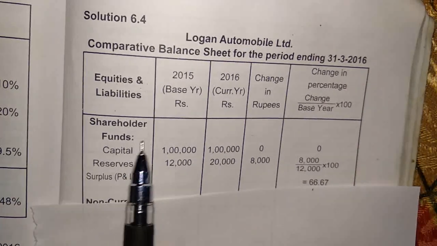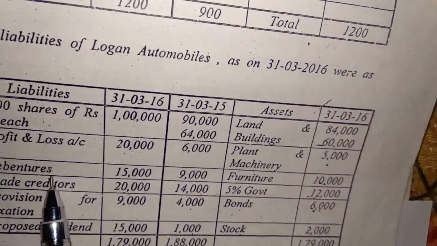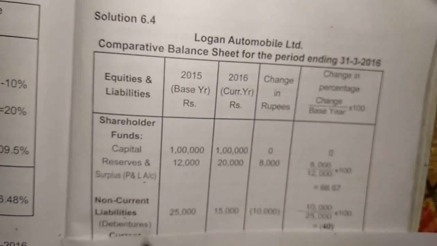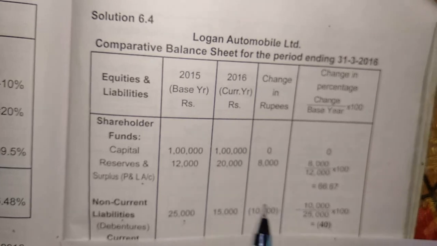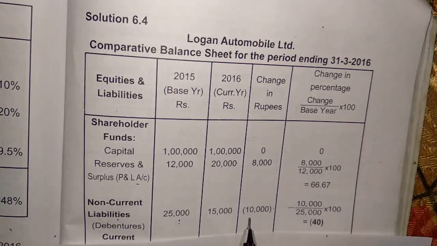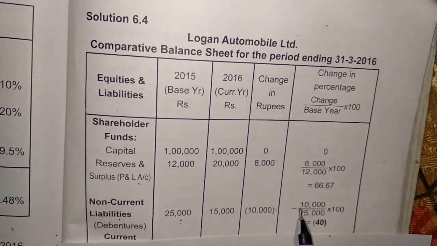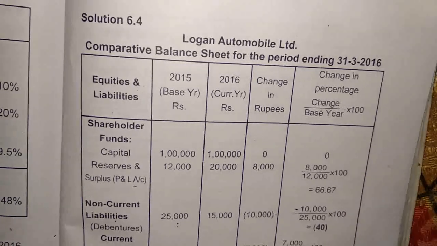66.67%. Then non-current liabilities, that is debentures. Debenture in the base year 25,000, current year 15,000, and change in rupees is minus 10,000. So minus 10,000 divided by 25,000, change is minus 40%.